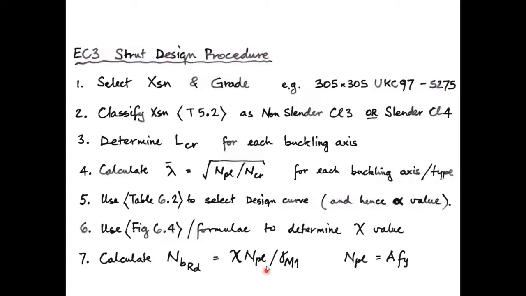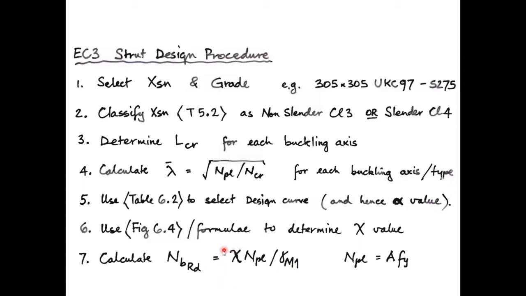And then take that reduction factor and multiply it by the cross-sectional resistance, where for a class 1, 2, or 3 section, the cross-sectional resistance is the cross-section area times the nominal material strength divided by the material factor of safety, which in this case is just 1.